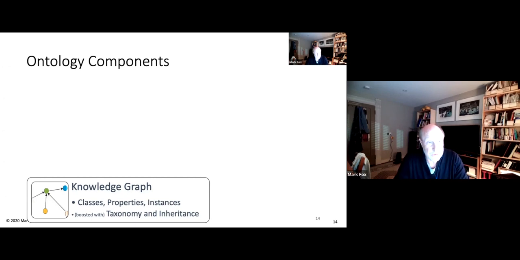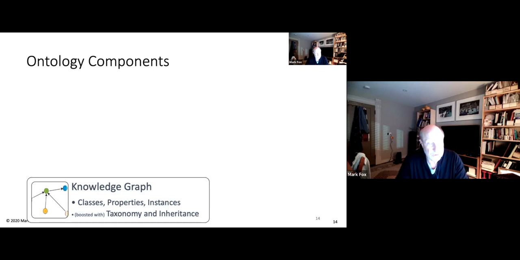At the lowest level, an ontology is a knowledge graph. It's a graph representation where the nodes represent classes and instances of classes. Like a class could be a person, and an instance of a class could be Rita Yi Man Li. Okay, or a class could be a professor, and an instance can be Mark Fox, whatever. The properties represent the different characteristics that are used in defining a class.